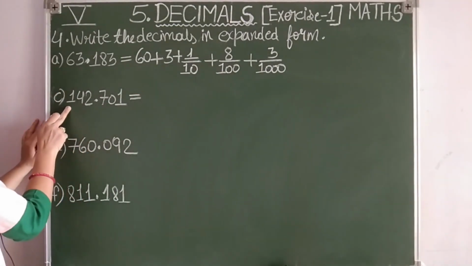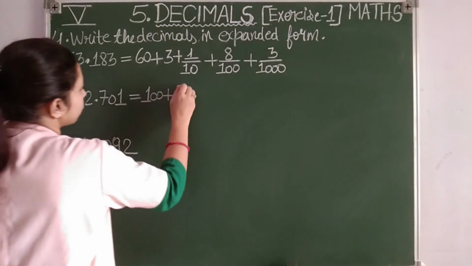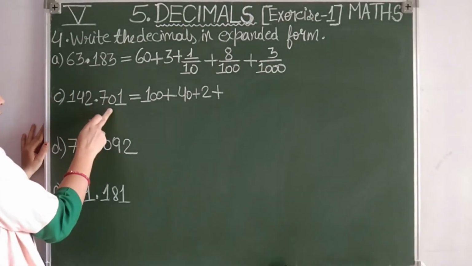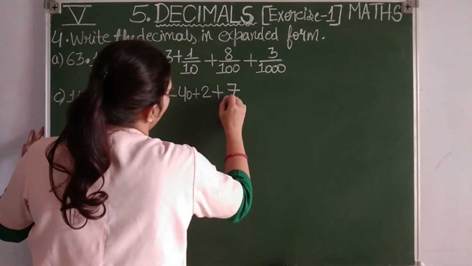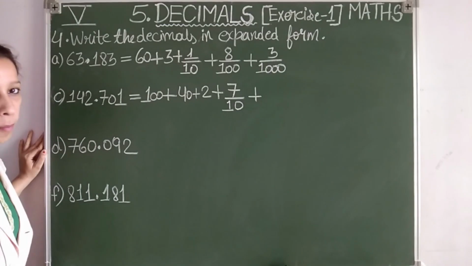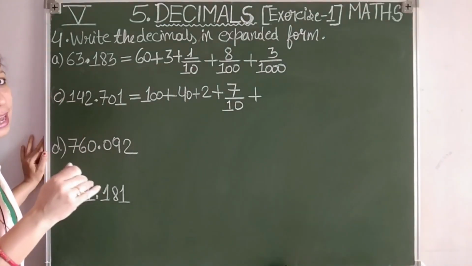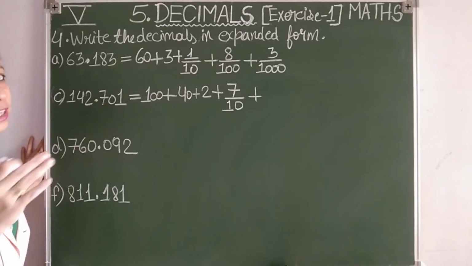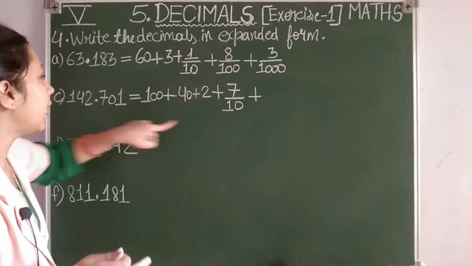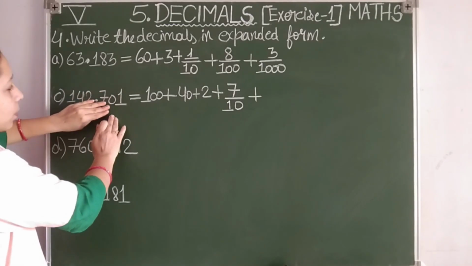Here 1's, 10's, 100. So 1 has 100's place, that's why 100 plus 40 plus 2 plus again 7 upon 10. Okay, 7 upon 10. Now students, what is the place value for 0? It is 0 upon 100. But no need to write the place. If 0 is there in your decimal number, no need to show its place value. You can just skip that place value. Means after 7 by 10, 0 is there, so no need of writing 0 upon 100.